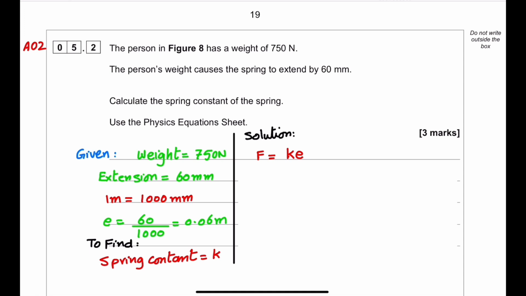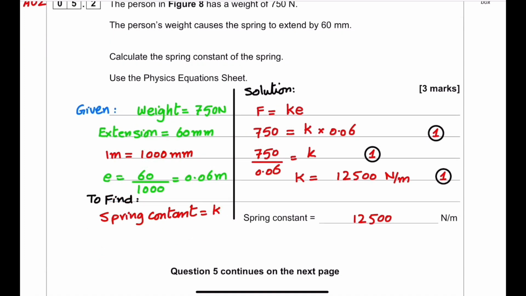We have the formula force is equal to k e. We need to put the values of the force and the extension to find the value of k by rearranging the formula. Let's see the model answer. After substituting the values, the force is 750, the value of k is unknown, whereas the extension in the spring is 0.06. When 0.06 goes to the other side, it will divide. We will get the value of k with the help of the calculator, that is 12,500 Newton per meter.